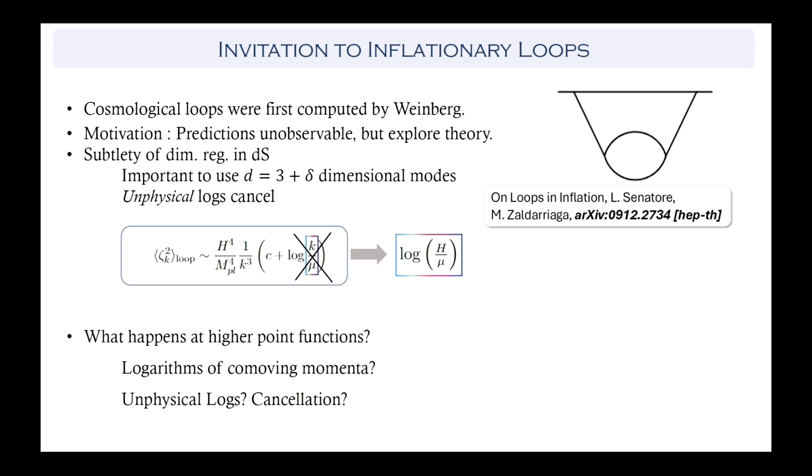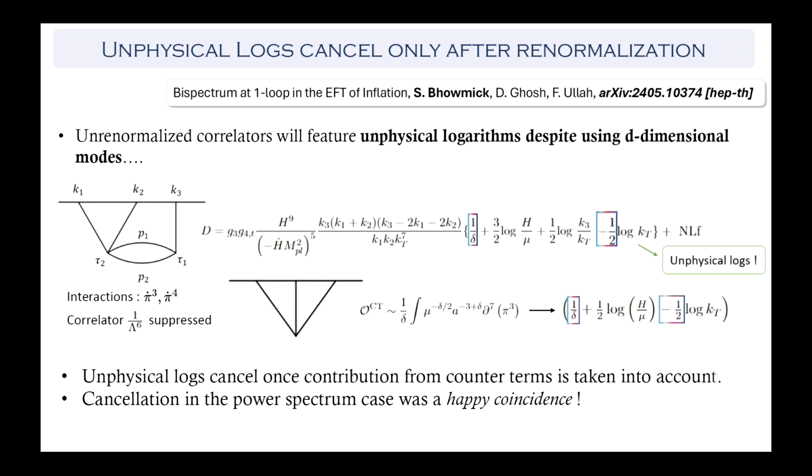Also, whether such unphysical logarithms arise in loop corrections for higher point functions, and whether accounting for this order delta contribution would lead to the cancellation. What we see is that using d-dimensional regularization is not enough for higher point functions at one loop, as you can see from the result of this computation, which is shown over here.